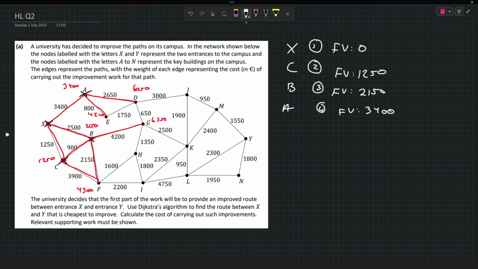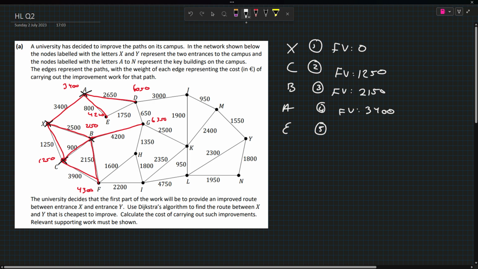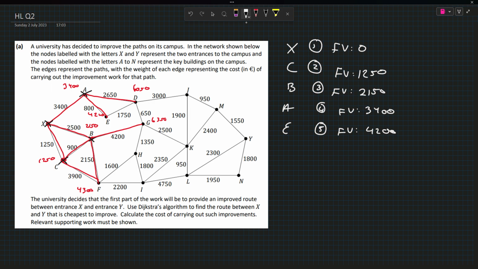Next shortest appears to be E at 4200, so E gets selected next. Priority 5, final value of 4200. Now the only place you can go from E is D for 1750. So 4200 plus 1750 is 5950, which is slightly better. So this becomes 5950. And that is E gone. So now we have D, F, and G to pick from. The smallest being F. So F gets picked next.